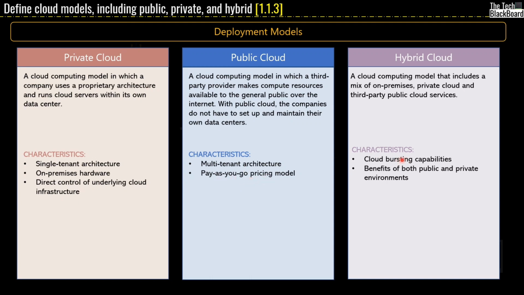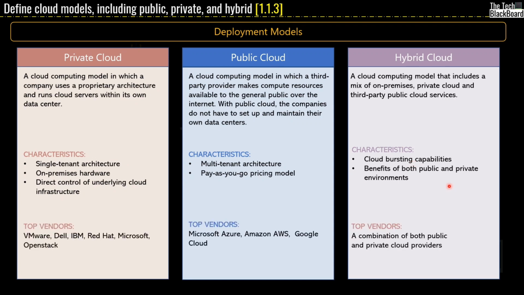Lastly, we have hybrid cloud, and as I just mentioned, it is a combination of public cloud and private cloud. Thus, it provides bursting capabilities. Now, please do not get confused by the term bursting capabilities. It just means a hybrid cloud environment can be used to allow a private cloud to surge for increased temporary demand by deploying public cloud resources.